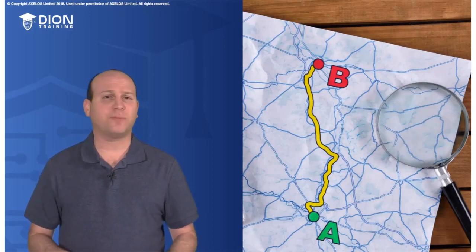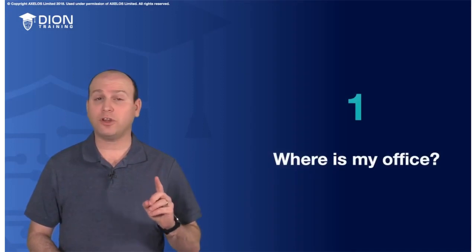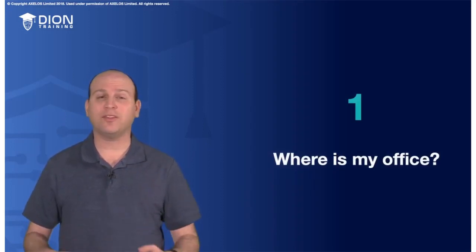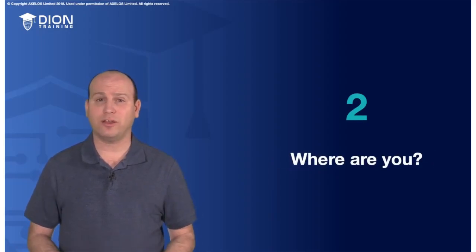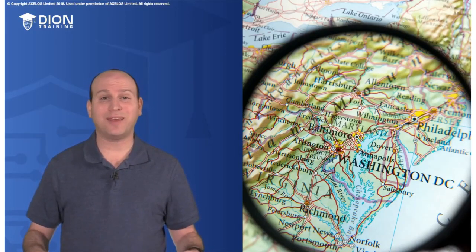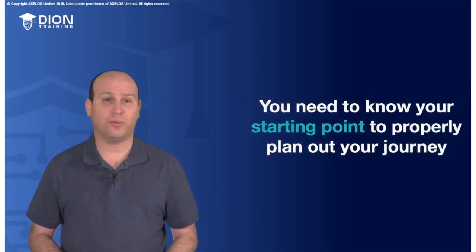If I asked you to drive to my office right now, you'd first need to know two things. First, you need to know where my office is, and I'm located in the Washington, D.C. area. And second, you need to know where you're currently located. If you're in California, you're going to need to get in your car and drive east to reach my office. But if you're sitting in London, England, you're going to need to charter a boat or get on a plane and then start heading west. Depending on where you're coming from is going to dictate where you're going to and how you're going to get there. Your journey simply can't be mapped out if you don't know what your starting point is.